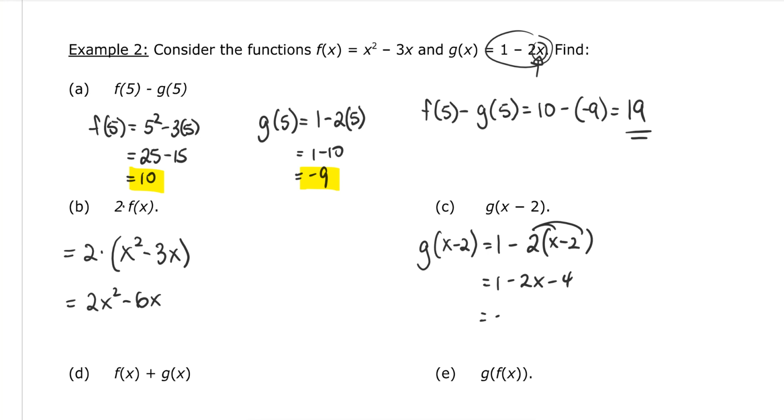Simplify that one more step. So negative 2x. 1 minus 4 is negative 3. So negative 2x minus 3.